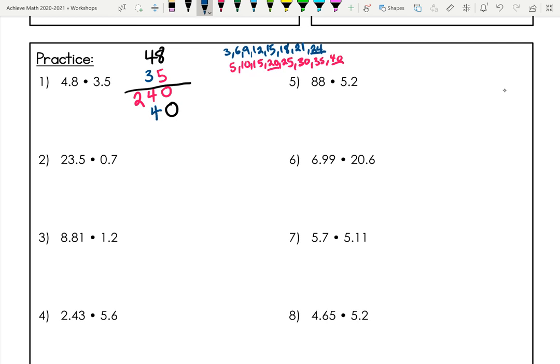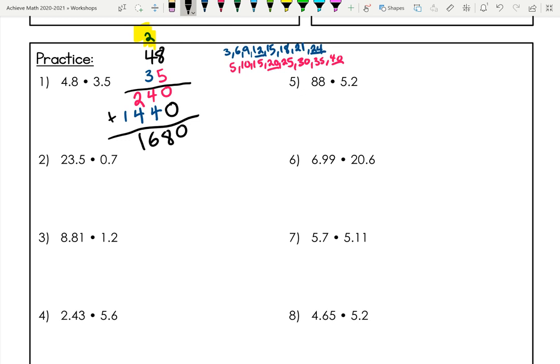So I put the 4 in the ones place, and I raise the 2 to be added later. 3 times 4 is 12. Now I have to add the 2 from before, and that's going to result in 14. Now I go ahead and add, and I'm going to get 1680.